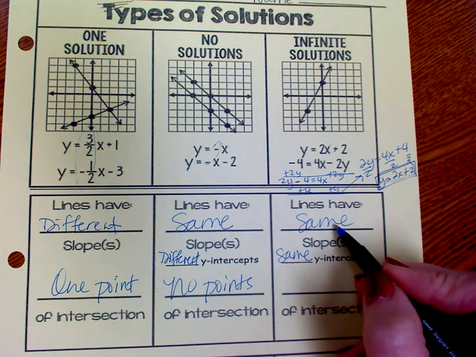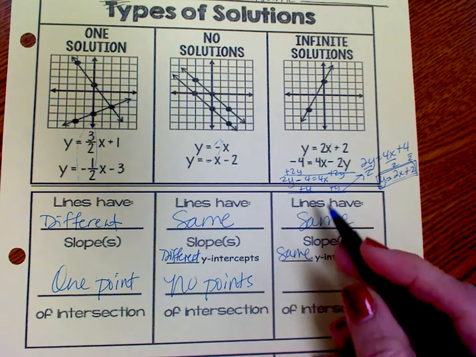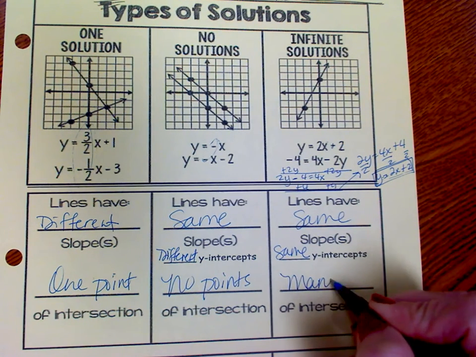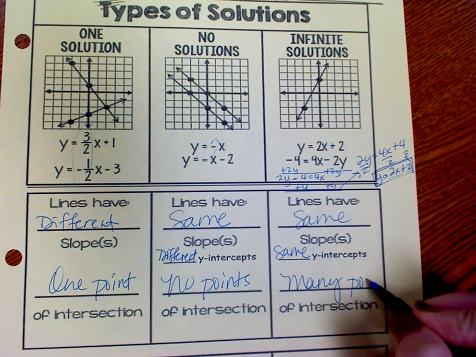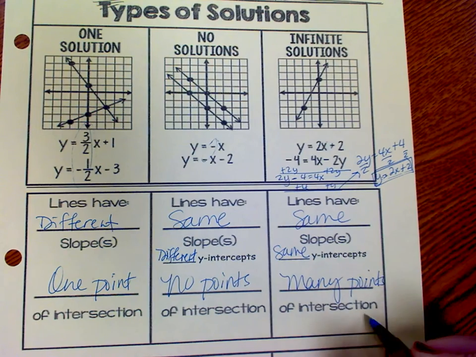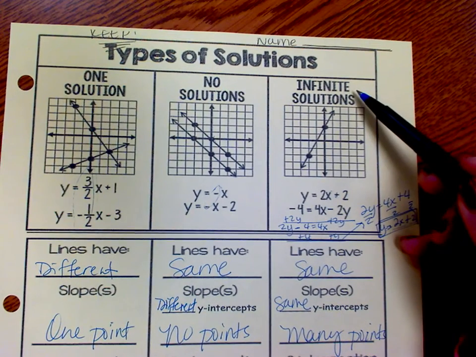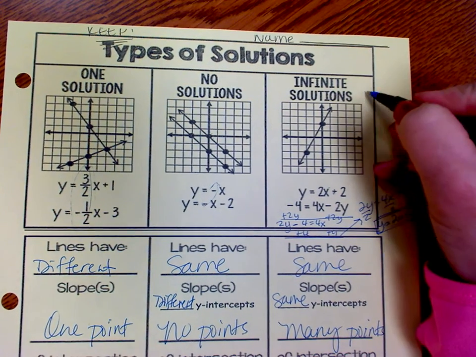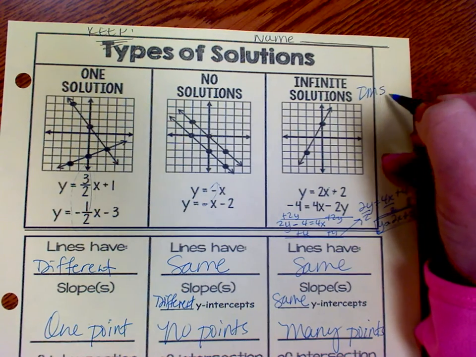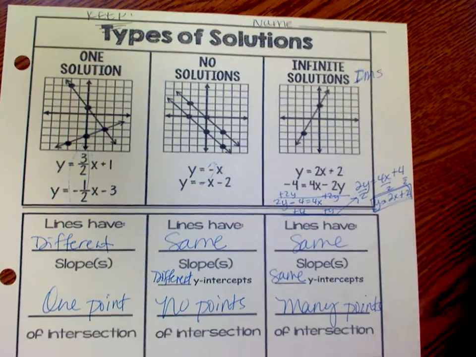Now, if that happens, if you have the same slope, same y-intercept, you have many points of intersection. What's the answer? It would be infinite solutions or infinitely many solutions.